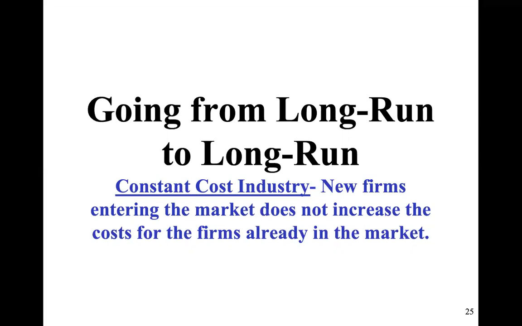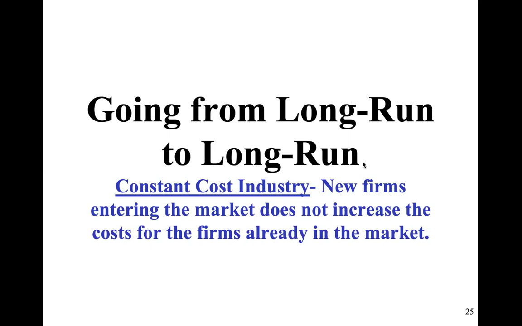The first example I'm going to show you is a constant cost industry. This is by far the most common type of industry that comes up on the test. What a constant cost industry means is that firms are going to face the same cost curves before and after other firms enter and leave the market. So when we do these long run adjustments, which is defined by other firms entering and leaving the market, the cost curves are going to stay constant for the particular firm we're analyzing.